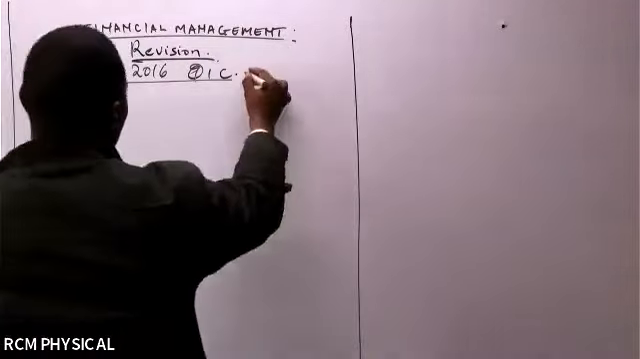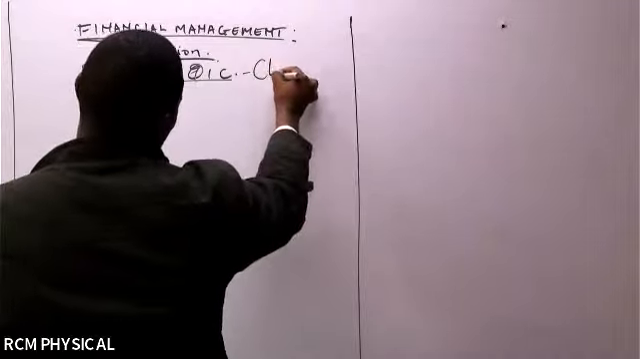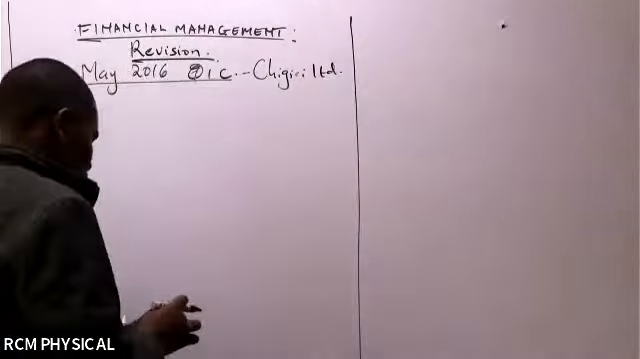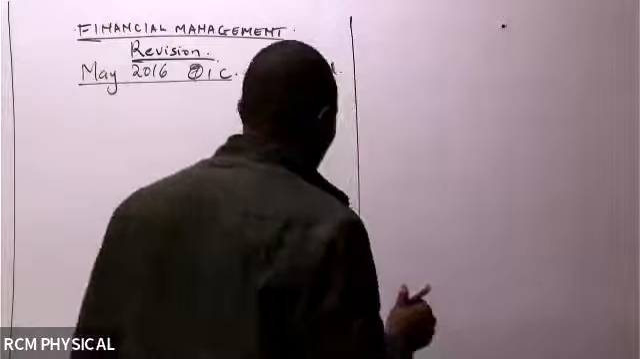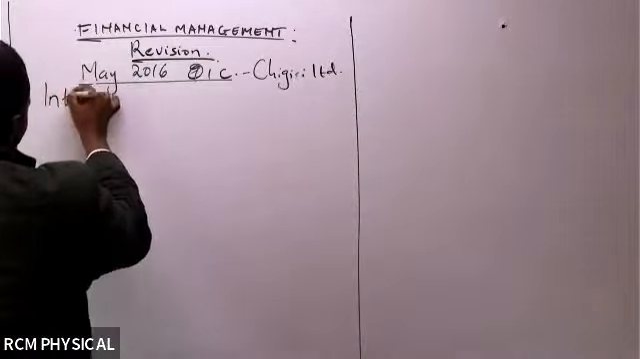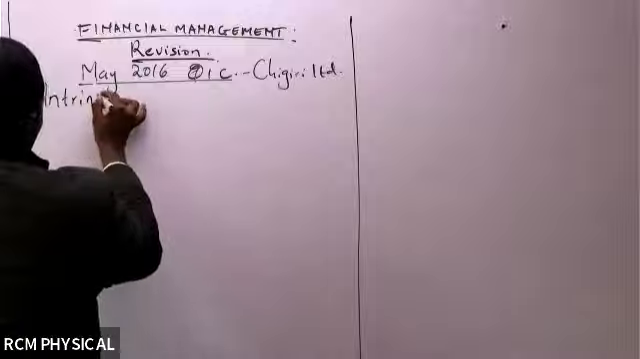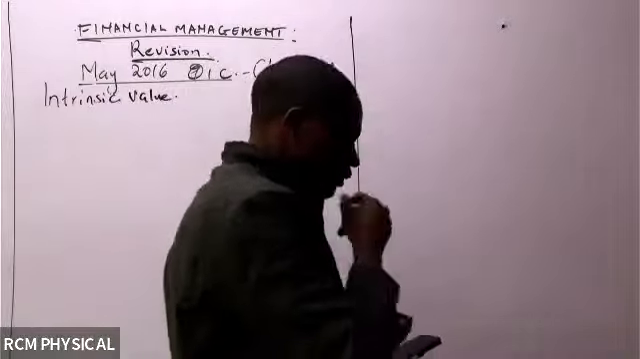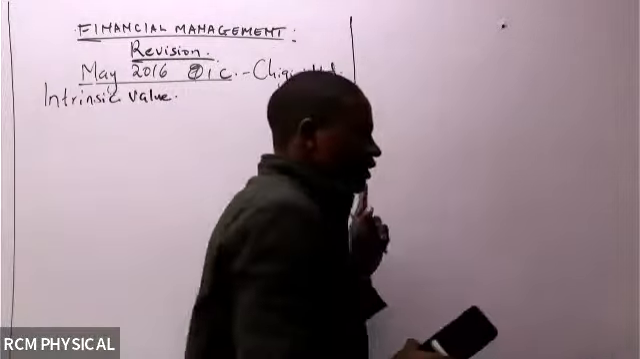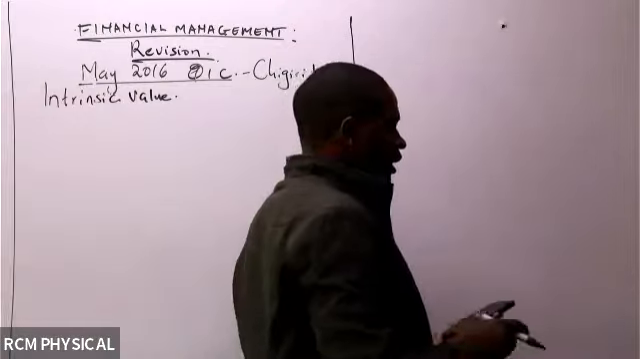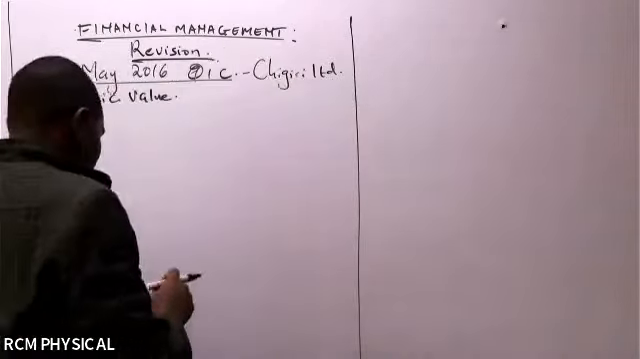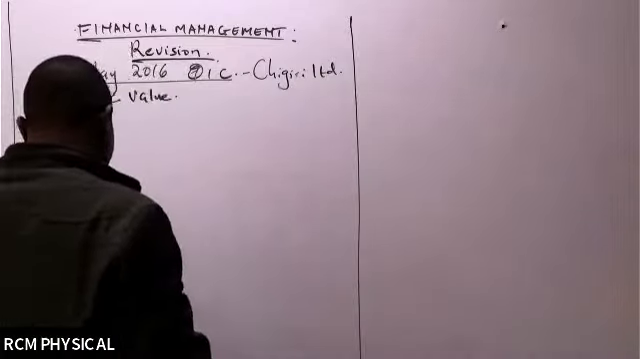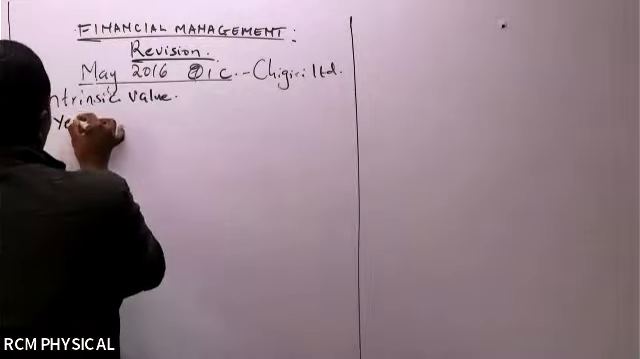So from business valuation, Chigiri Limited, and we need to compute the intrinsic value. So today we are reminding ourselves of the intrinsic value computation. And if you look at this very well, it's under ordinary share. Therefore, I need to get a present value. So I have the required rate here.